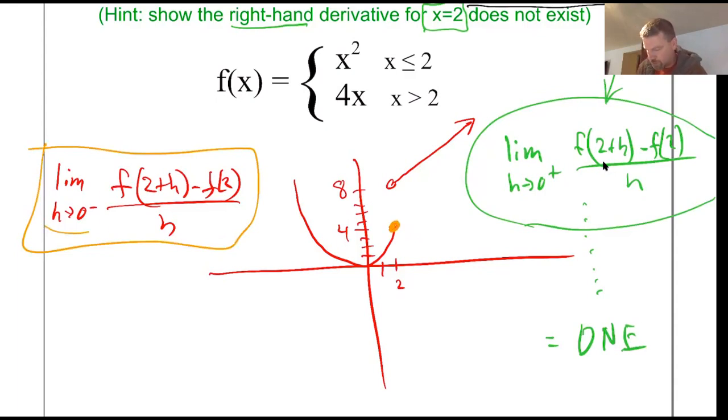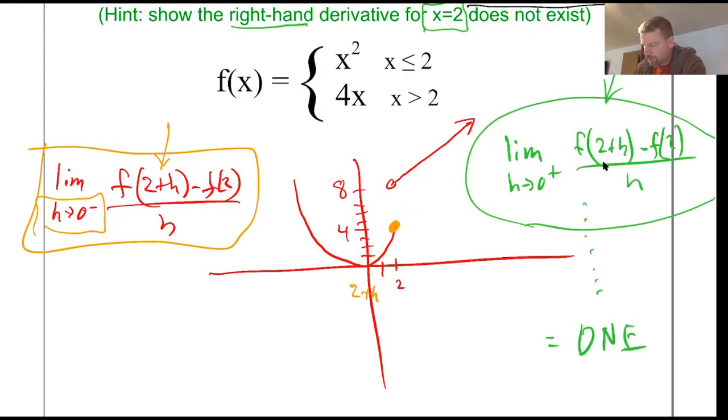If h was approaching 0 from the left-hand side, that means it's negative. And if I take 2 plus a negative number, that's actually going to land me over here somewhere on the left-hand side. And as this point gets closer and closer to that point, the slopes are going to get closer and closer to a value. It's going to get closer and closer to whatever the slope is of just that left-hand side. So the reason I chose the right-hand derivative was because I knew that was going to cause me a problem. The left-hand derivative did not cause me a problem.